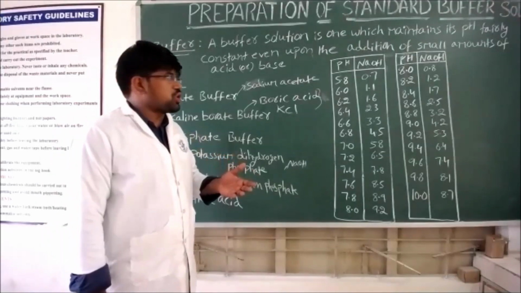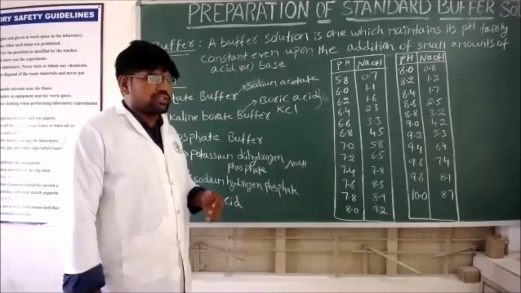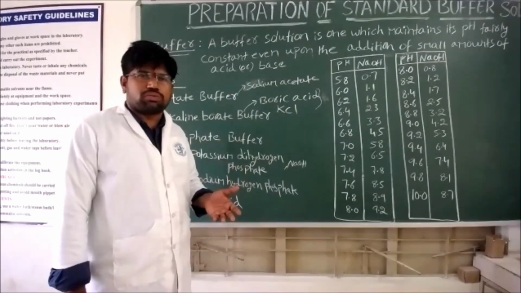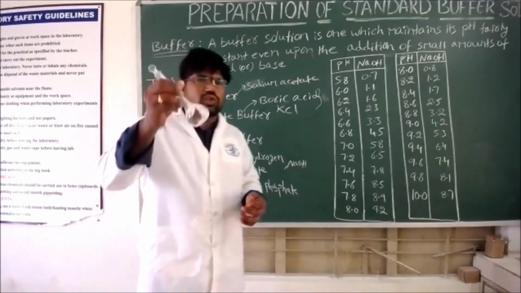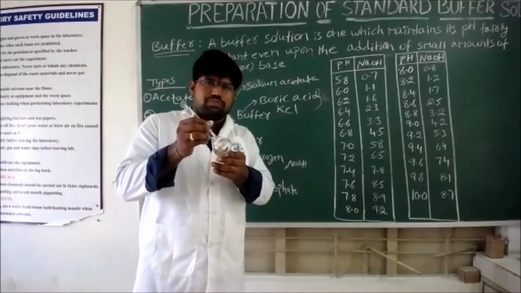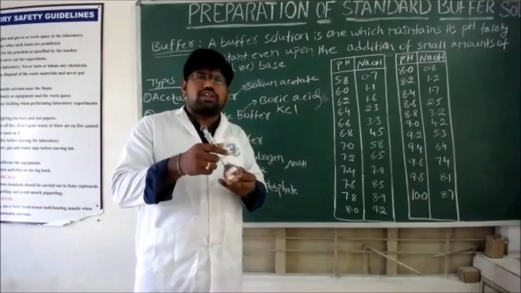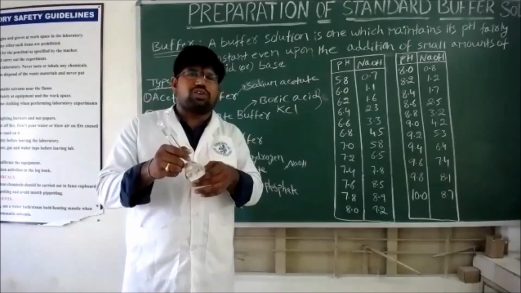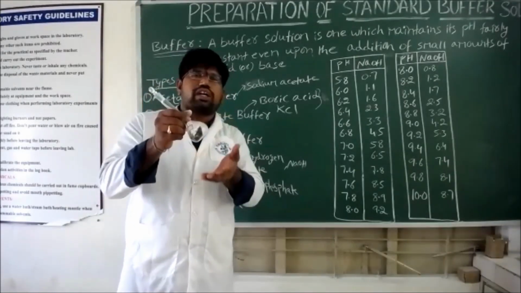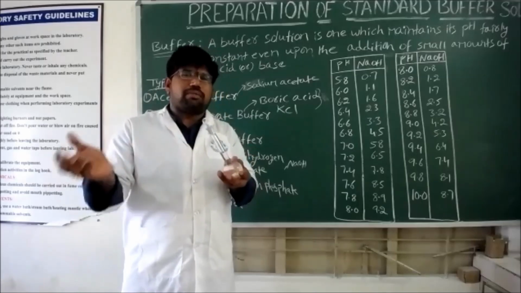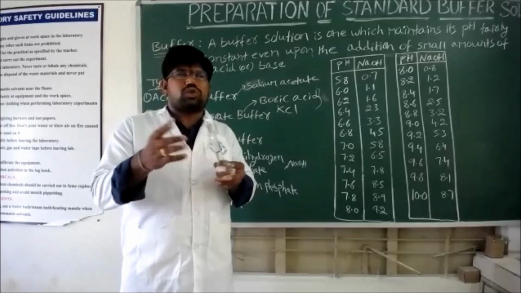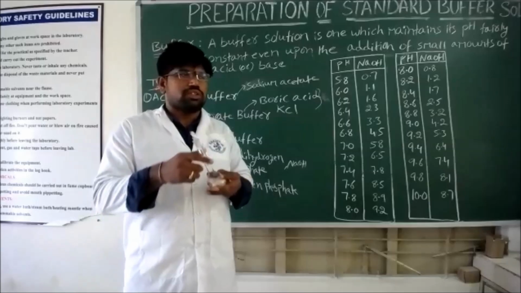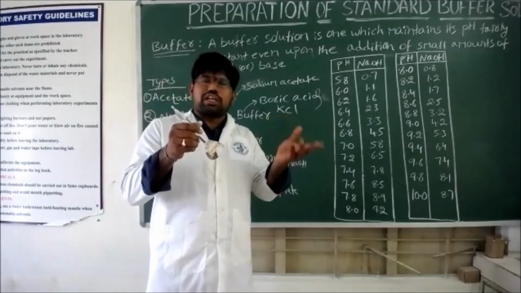A buffer is a solution which maintains its pH when we add an acid or base to the solution. So for example, you take this as a solution. It has some pH. Normally, if we add an acid or base, depending on the content of the acid or base, the pH will change. If we add an acid solution, automatically the pH will lower and it will become acidic. If we add a base to the solution, slowly the basic nature will increase, and we can observe the increasing of the pH.